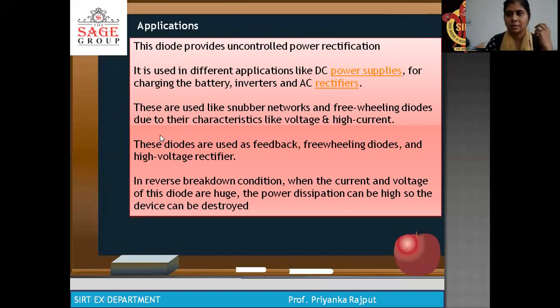In the next lecture we will discuss the freewheeling diode also. Due to their characteristics like high voltage and high currents, these diodes are used as feedback freewheeling diodes and high voltage rectifiers. In reverse breakdown conditions, when the current and voltage of this diode are much higher, the power dissipation can be high, so the device can be destroyed.